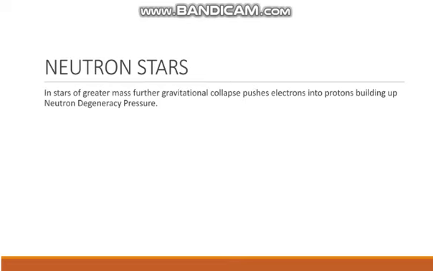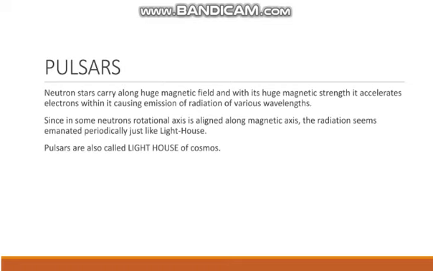Neutron stars. In stars of greater mass, further gravitational collapse forces electrons into protons, building up neutron degeneracy pressure. Pulsars. Neutron stars carry a huge magnetic field, and with its huge magnetic strength it accelerates electrons within it, causing emission of radiation of various wavelengths. Since in some neutron stars the radiation axis is not aligned with the magnetic axis, the radiation seems to pulse periodically, just like a lighthouse. Pulsars are also called lighthouses of the cosmos.